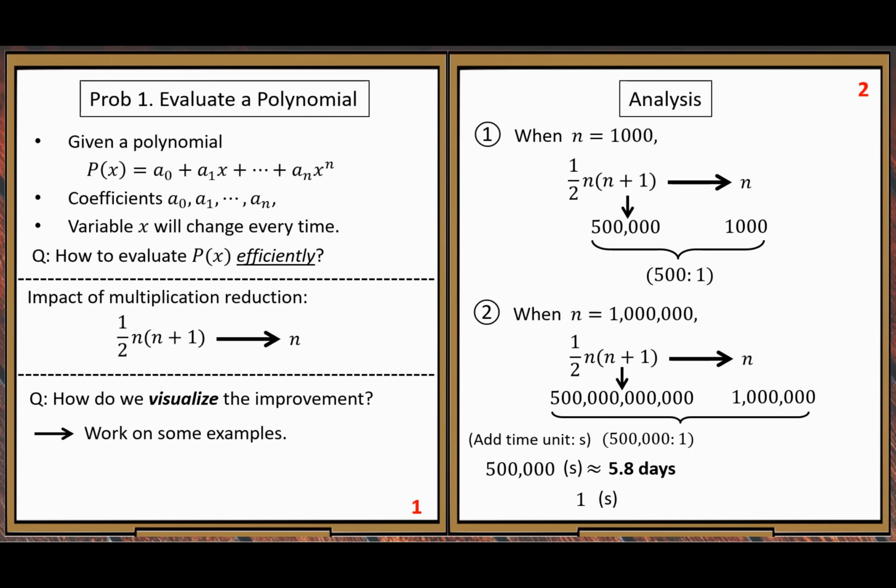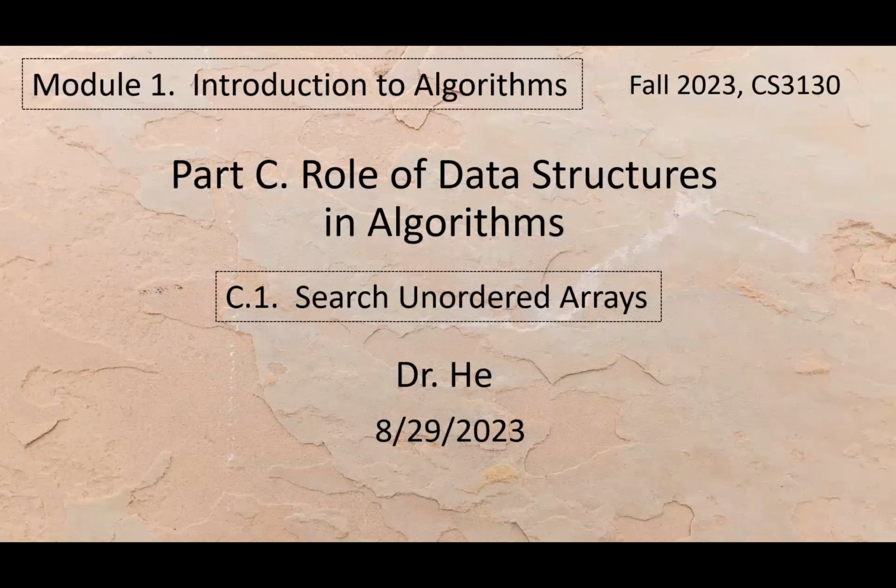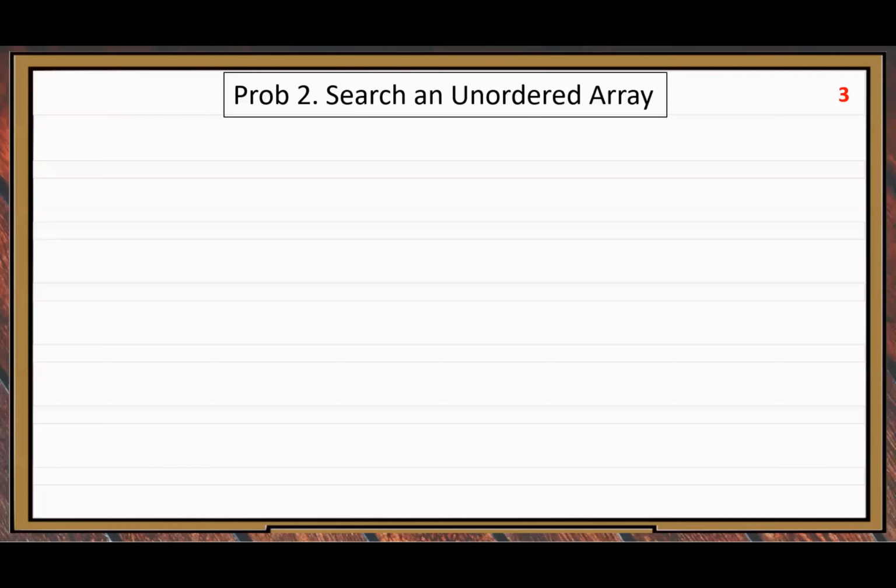All right, so this is just our first example. Later, we will have many situations with similar improvements. That's B.4, the first topic. Second, part C. C.1, search unordered arrays. So let's do our second computing problem. This one is also very easy. Problem number 2, search an unordered array.